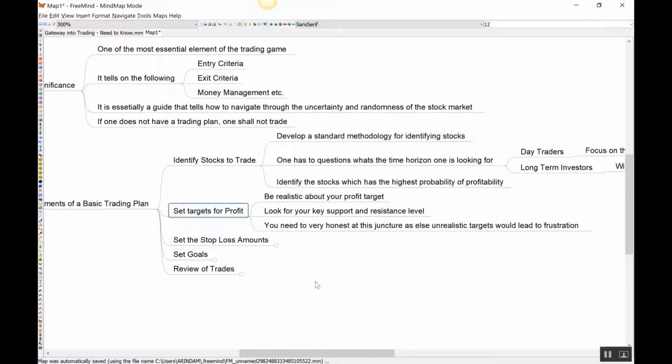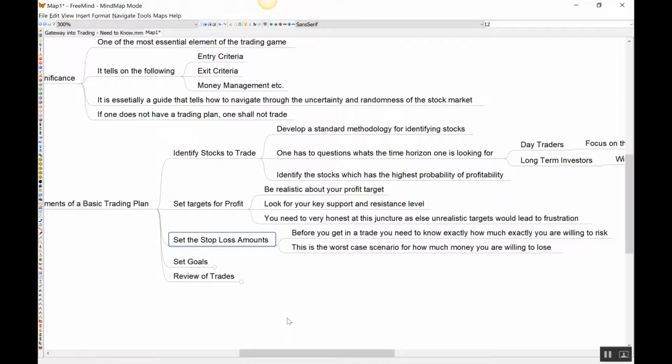You should be looking for the key support and resistance levels, and you need to be very honest at this juncture, as otherwise unrealistic targets would lead to frustration. So it's very important that you really understand what the realistic target is. If the stock does not have the potential run which you would expect, but the realities are quite different, then you should stand with the realities and not with your expectation, right?